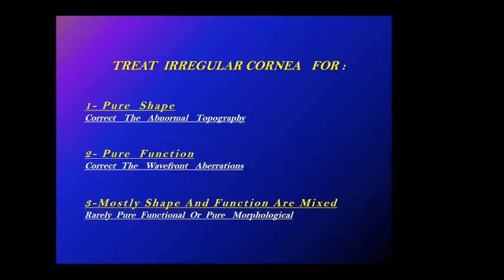Now, treat an irregular cornea for what? Is it a pure shape problem or a pure function problem? Or, as usual, a mix between function and shape. Pure shape means you have to look at the topography. Pure function, you have to look at the wavefront. But if they are mixed, then you have to select between both.